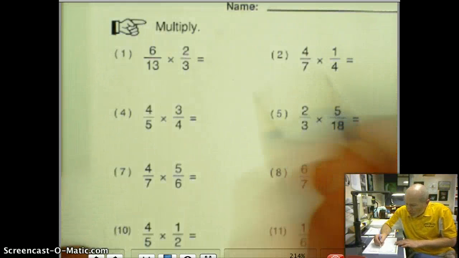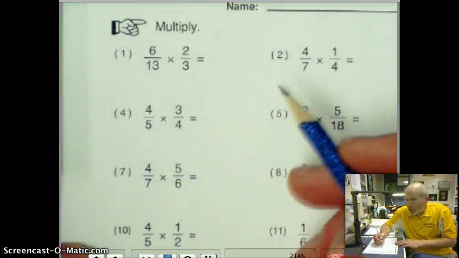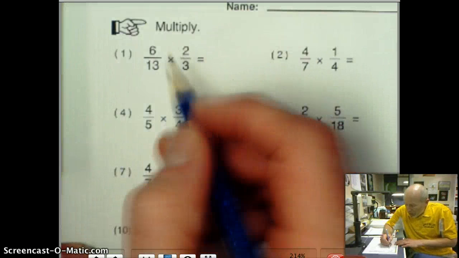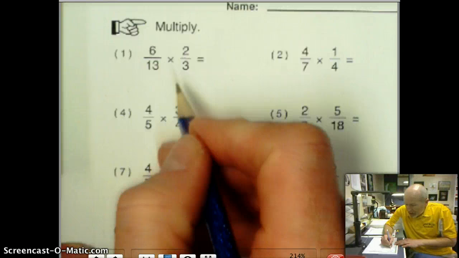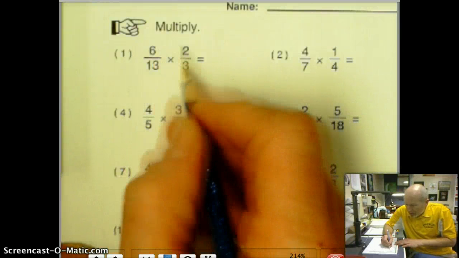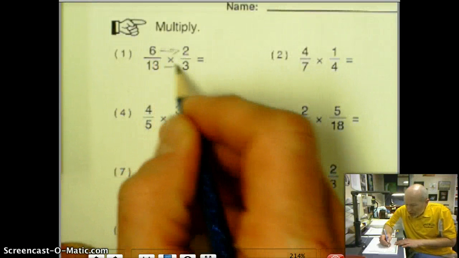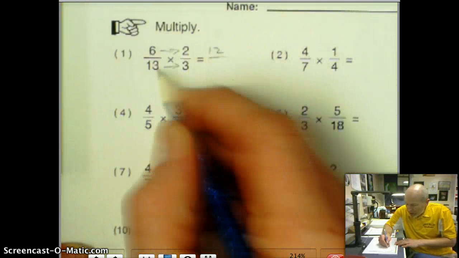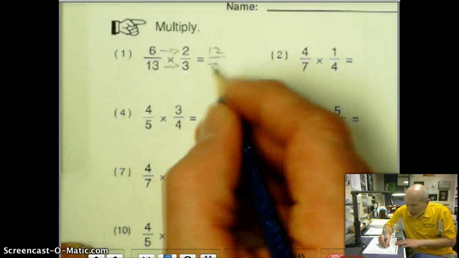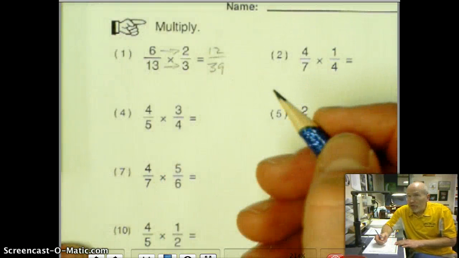All right, today we're going to be working on a lot of fraction multiplication. I want to go through a few examples with you. First of all, we've got 6 thirteenths times 2/3. So you can just multiply, as I was saying, straight across: 6 times 2, which is 12, 13 times 3, which is 39. You can do that and then reduce from there.